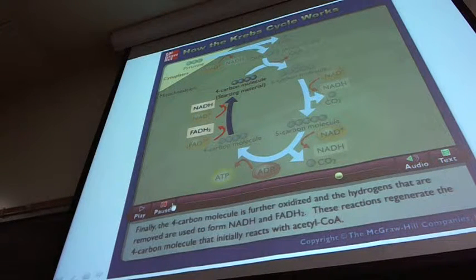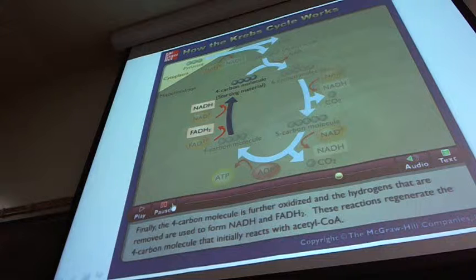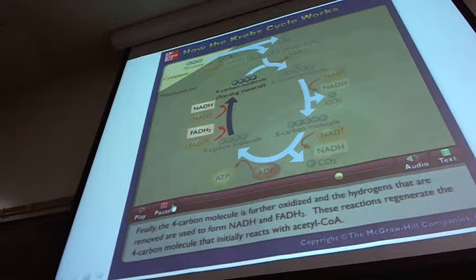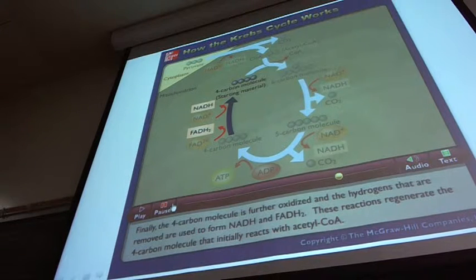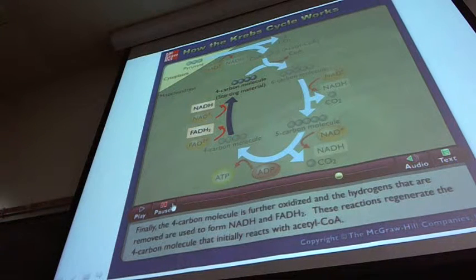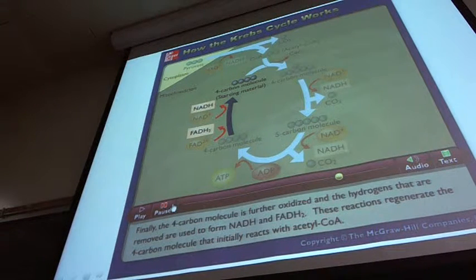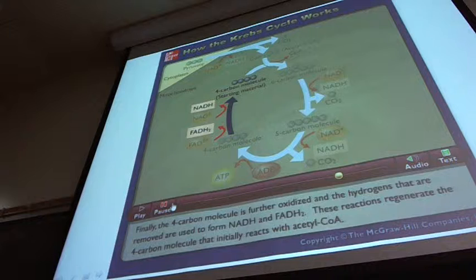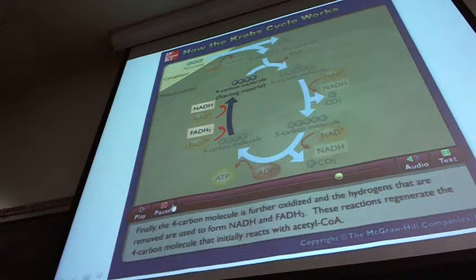There's the 4-carbon molecule. It literally just keeps carrying that acetyl-CoA around the Krebs cycle. It picks one up, carries it around. By the end of the Krebs cycle, the acetyl-CoA is all used up. The 4-carbon molecule there picks up another one and starts the circle again. And it just keeps going round and round and round.